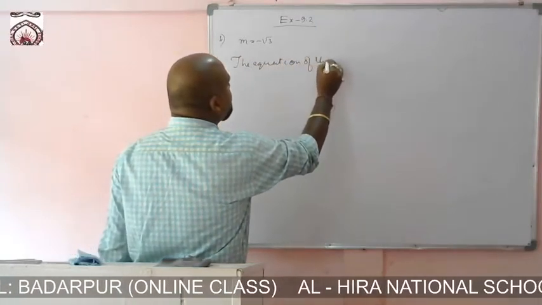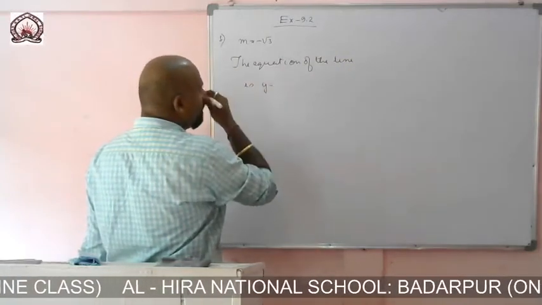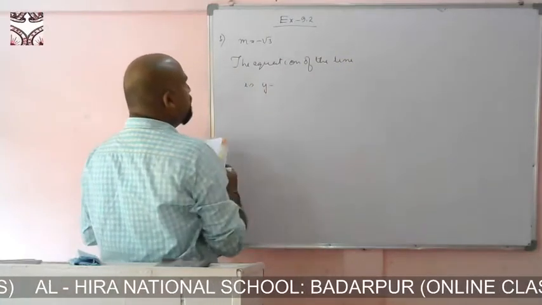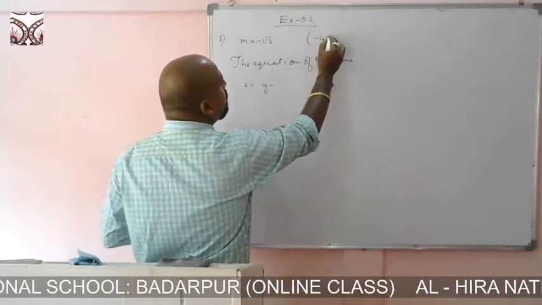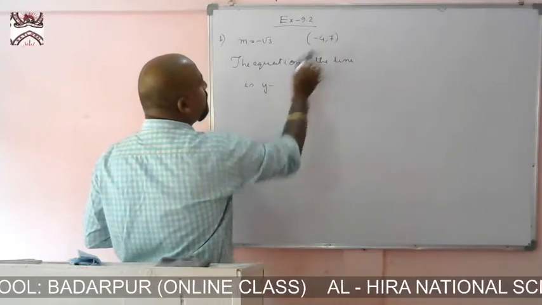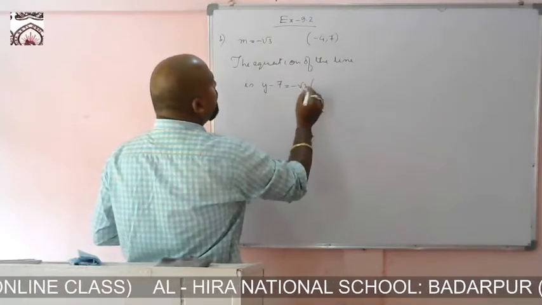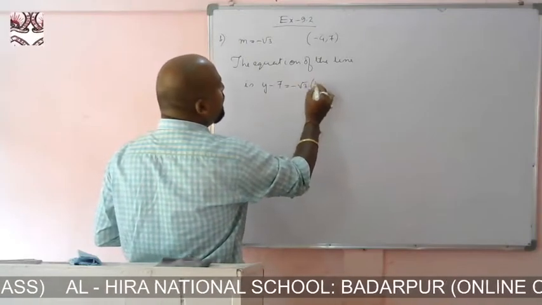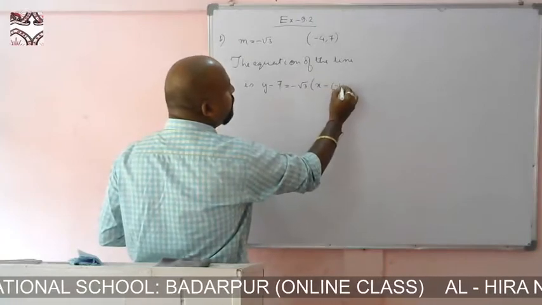y minus y1, and the coordinate of the point is minus 4 comma 7. So y minus 7 equals the gradient of the line, minus root 3, into x minus x1. What is the value of x1 here? It is minus 4.